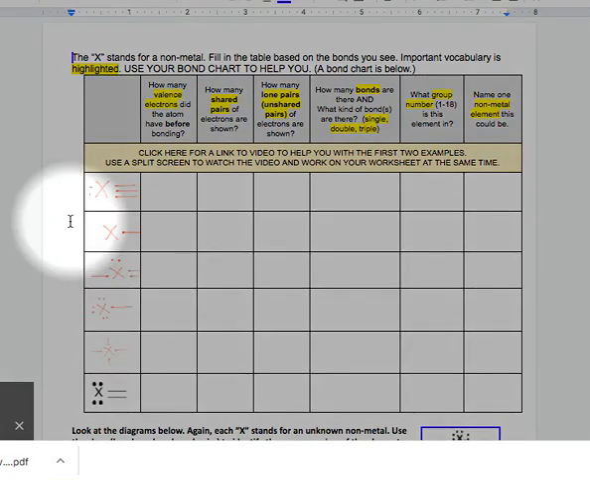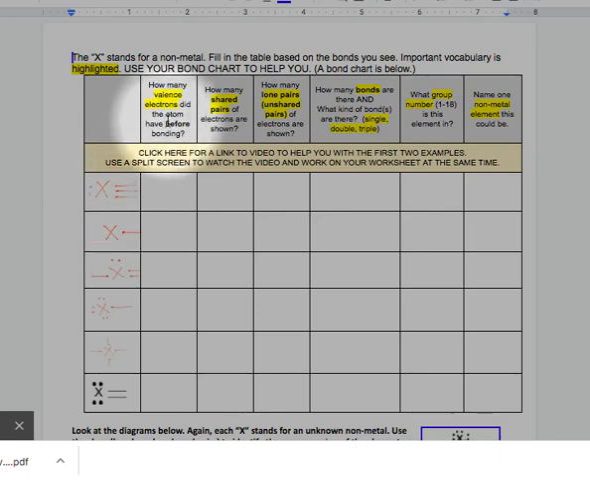Okay, let's work together to do the first two problems here. So first I'm looking at the pattern that I see here. The X represents any unknown element, but we know it's going to be a non-metal since this is covalent bonding. And first I need to look at what I see around that element, imagining that it's bonded to something else over here, but I'm focusing in on this element.